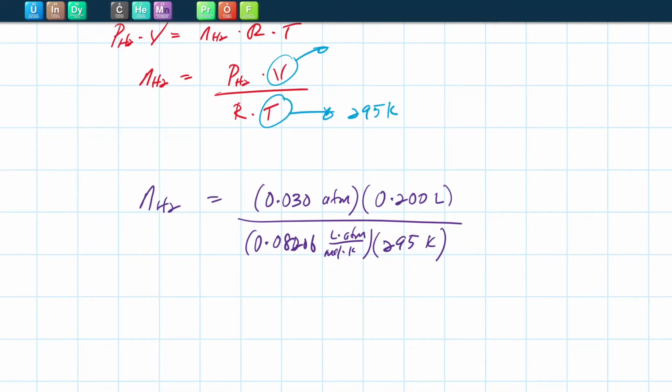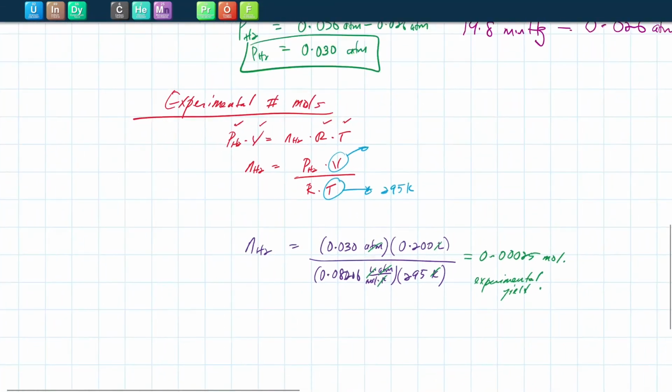Again, except for the ideal gas constant, these numbers will depend on your particular experiment. But you plug all of those numbers into a calculator and you should get a number of moles of 0.00025 moles. This is your experimental yield. This is the number of moles of hydrogen you would have produced from your experimental setup.